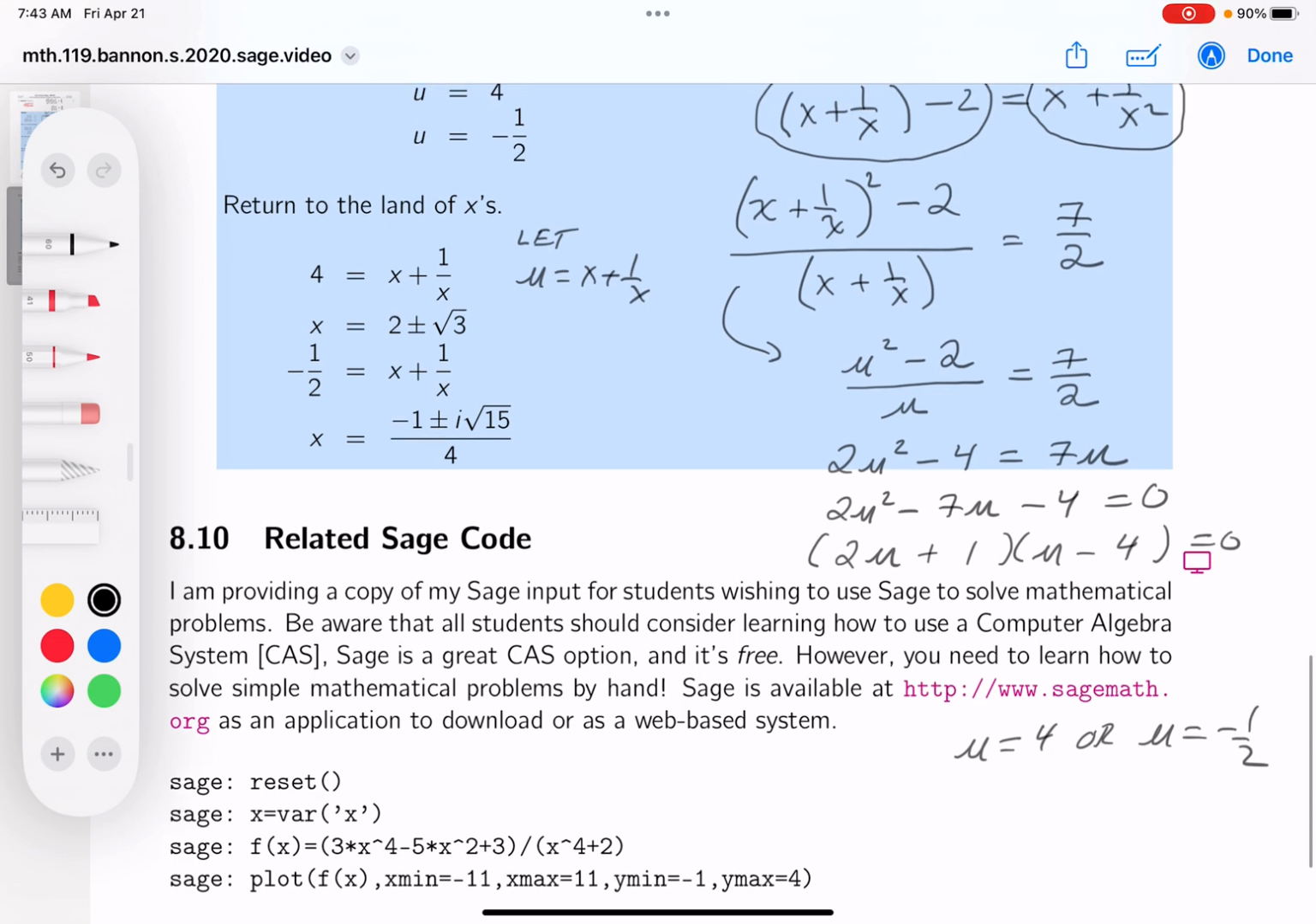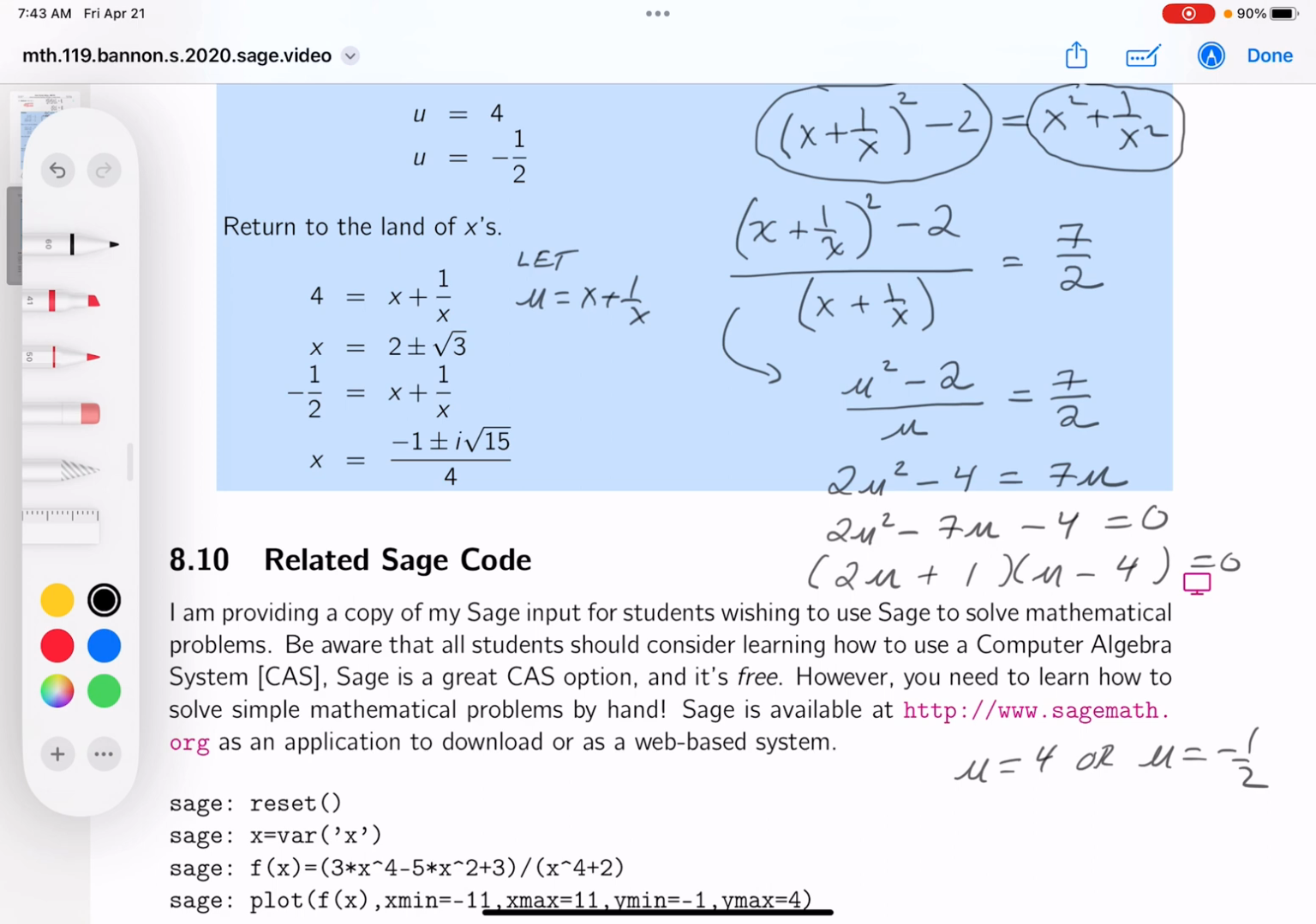All right? So what I want to do is write that down for you. And I'm going to do the 4 first because it's pretty easy. So I'm going to write down that u is 4, and that's equal to x plus 1 over x. I'm going to multiply both sides by x. What do you get? 4x equals x squared plus 1. Well, I'm going to write this as x squared minus 4x plus 1 equals 0.